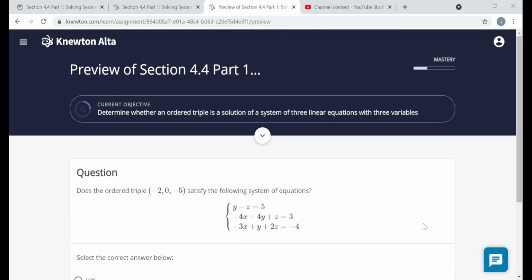Alright, so the same objective again, right? Again, this should be one of the easier ones. Right? It's just determining whether an ordered triple is a solution of a system of 3 equations with 3 variables. So I'm going to write this system out, and we'll test that ordered triple.